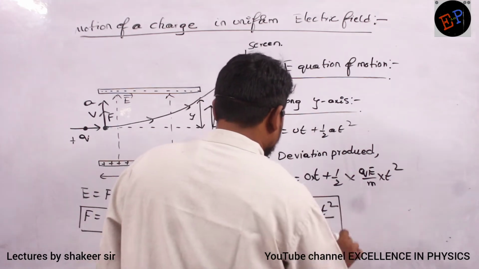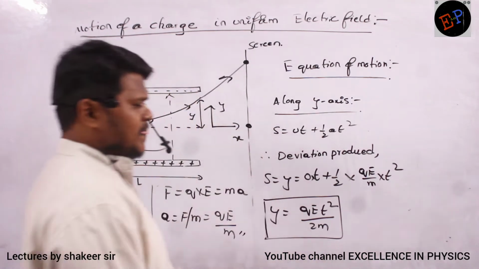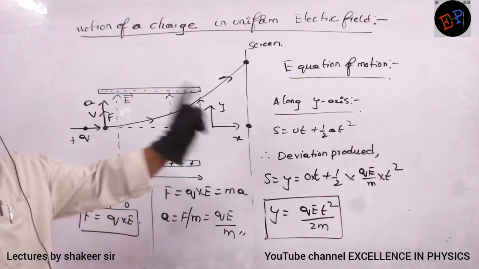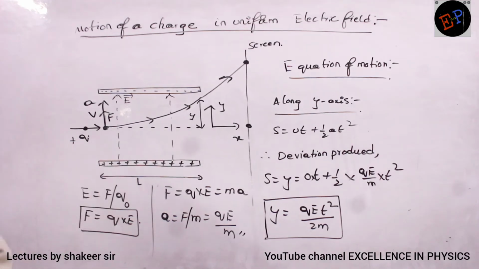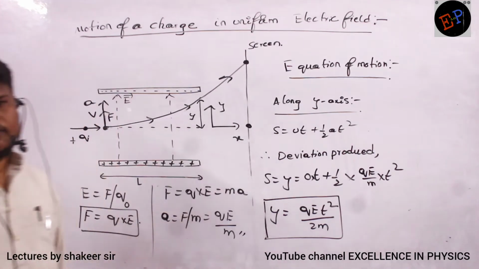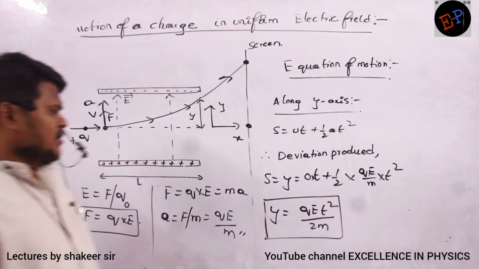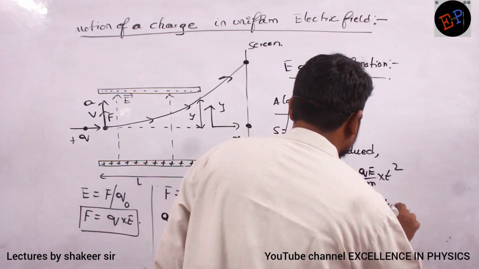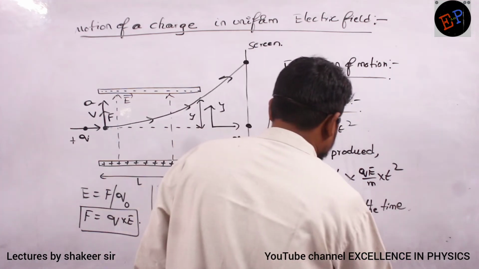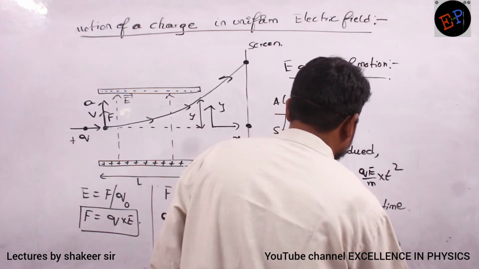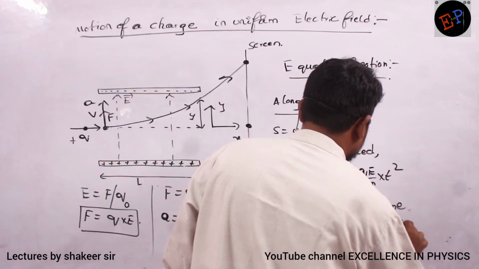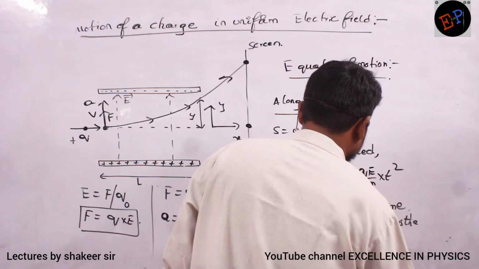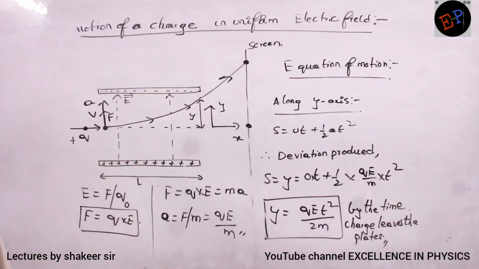So this is the amount of deviation produced in the charge by the time it leaves the plates. By the time the charge leaves the plates, this much amount of deviation is produced. Are you able to understand?